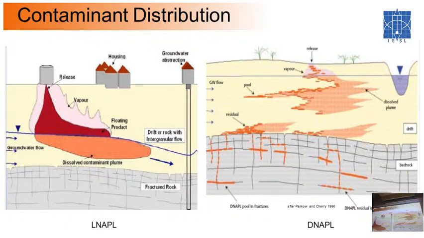The distribution or the lateral spreading is controlled by the subsurface heterogeneity, and it may be very, very complex. As a result, detecting DNAPL and also remediating it is extremely difficult compared to LNAPLs.